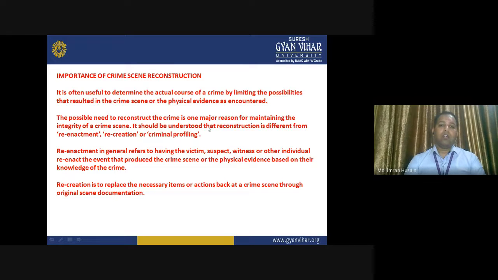Recreation is to replace the necessary items or actions back at the crime scene through original scene documentation. So, recreation means you are creating the whole crime scene again. It is very different from reconstruction. You have to place each and everything back in the place where they were originally documented by the forensic experts.